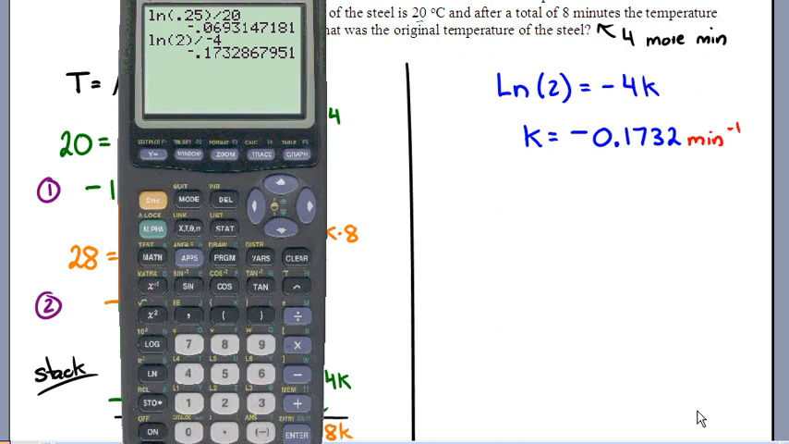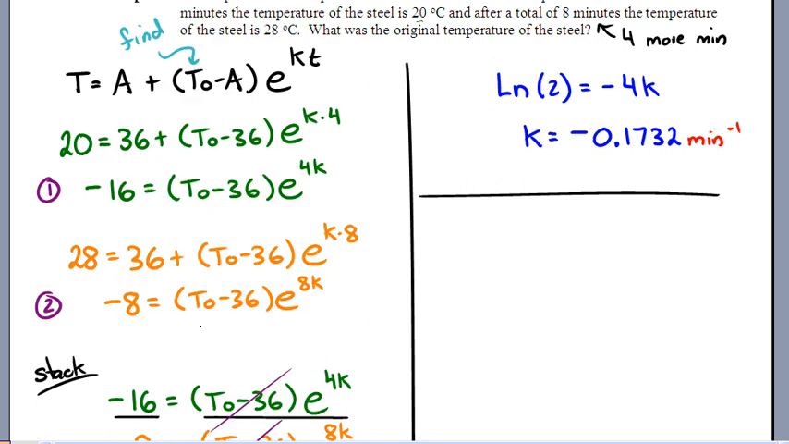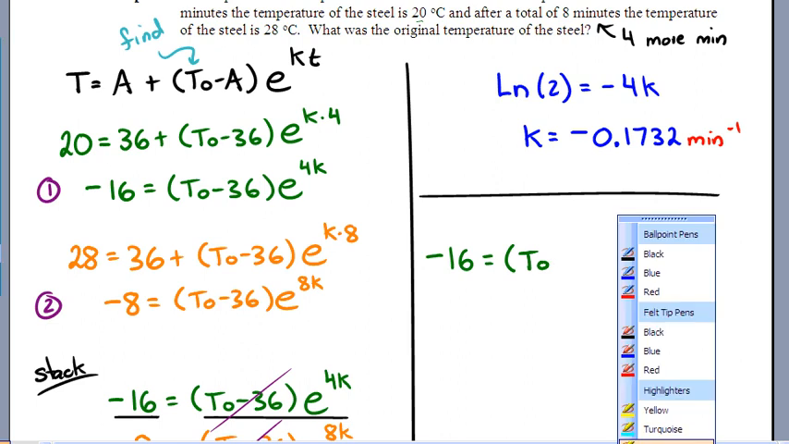And now I could pick any one of the 2 clues that they've given me, and I could go and figure out what the T naught is. It really doesn't matter which of those 2 clues, which of those 2 equations I use. I can use either the green one or the orange one. It makes no difference. Maybe I'll go with the green. So I've got negative 16 is equal to, I'm just totally looking for that T naught. I mean, that T naught, that's the one thing that I'm trying to find, right?